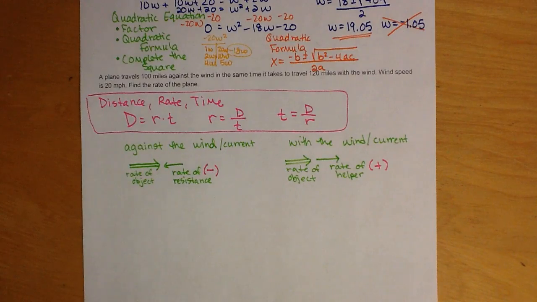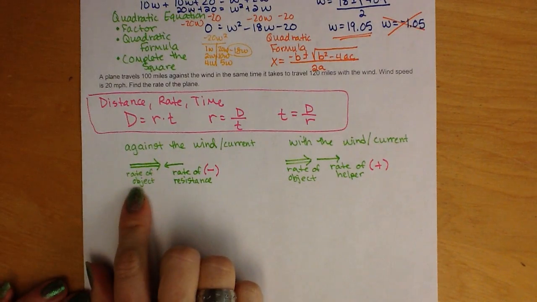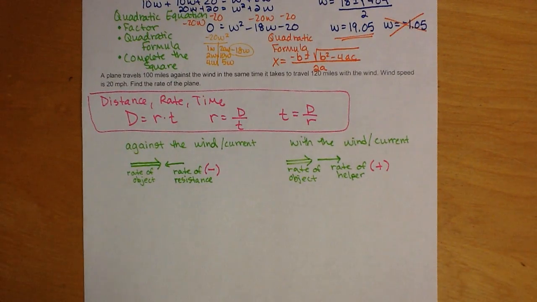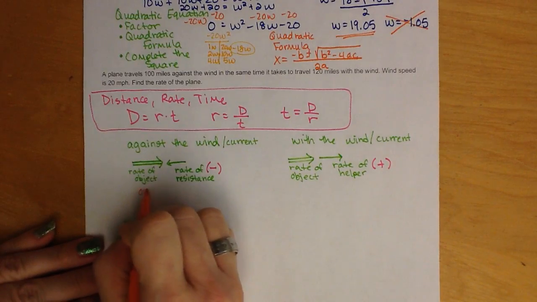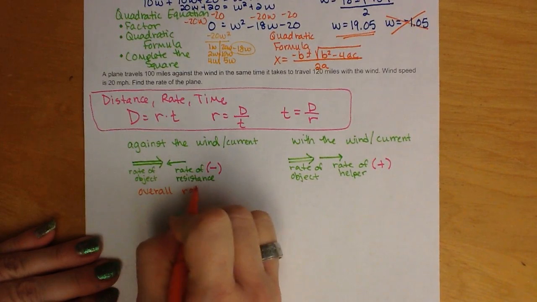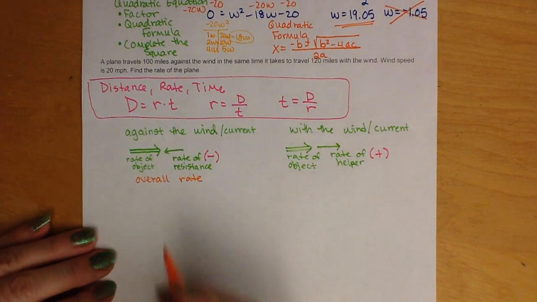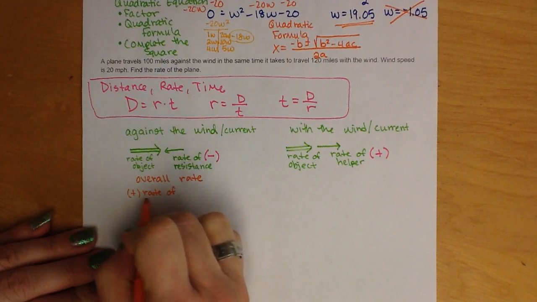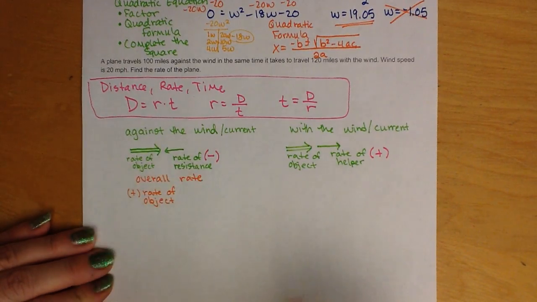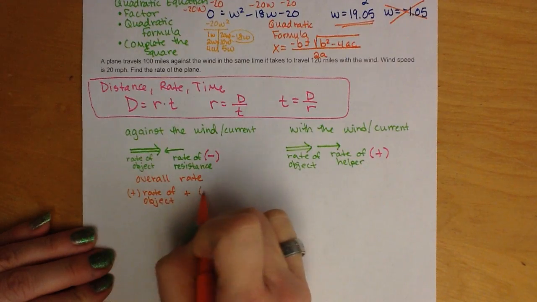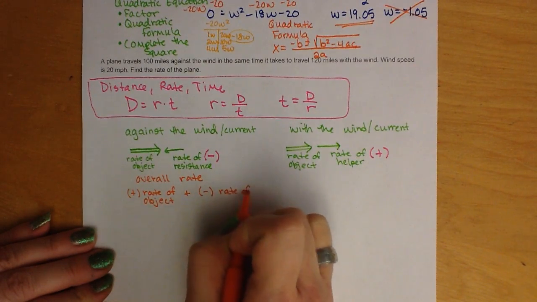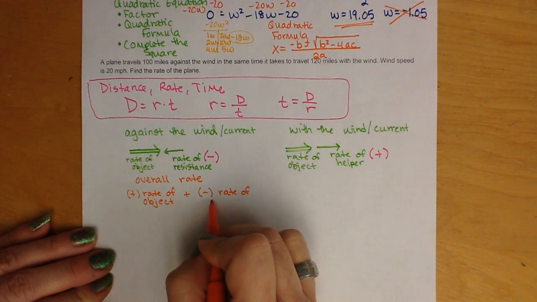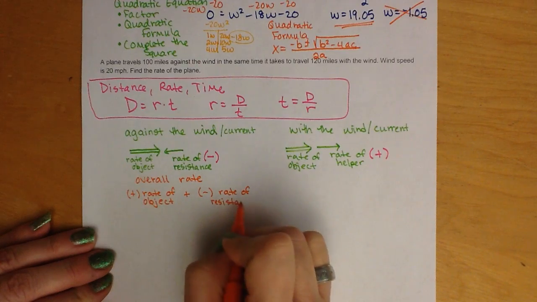So what we need to do is take the rate of our object and the negative rate of resistance, and we add them together. So our overall rate in the situation when we're against the wind or the current is we take the rate of the object and then add the negative rate of the other thing, the current or the wind, whatever it happens to be.